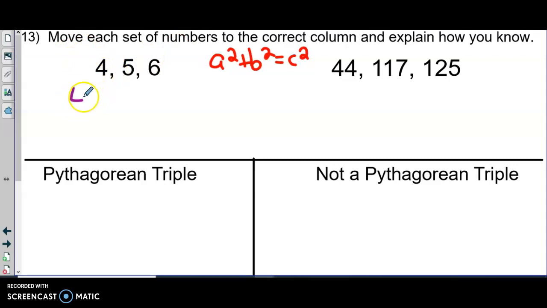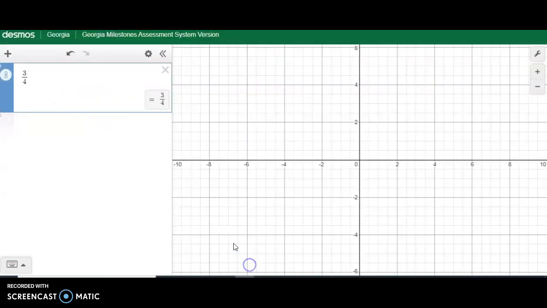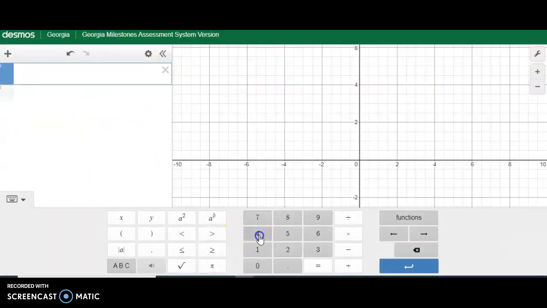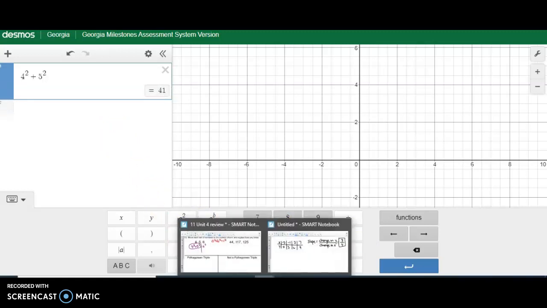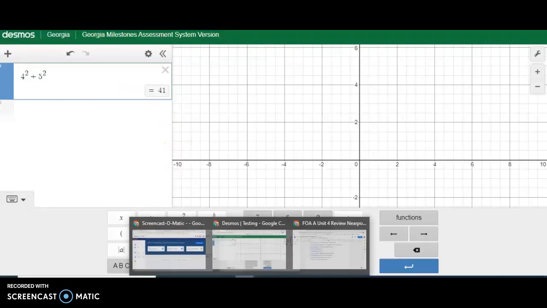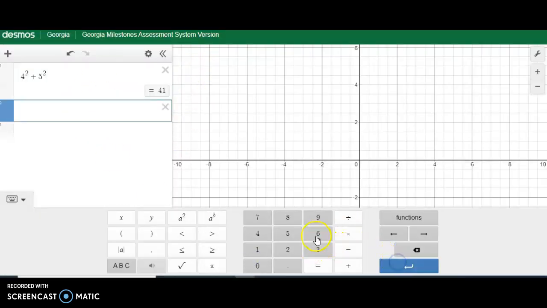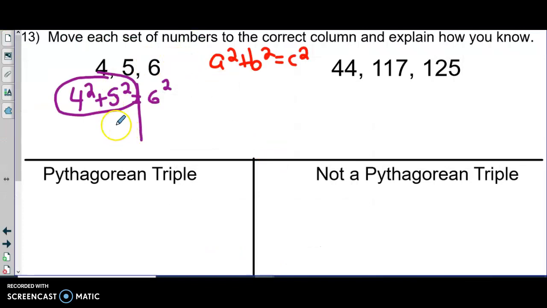So I'm going to do 4 squared plus 5 squared equals 6 squared, and I'm going to test to see if this is true. So I'm going to go ahead and type this side in my calculator, 4 squared plus 5 squared. That's 41. And then the other side was 6 squared, so I'm going to type that in my calculator. That's 36. So if we go back here, we got 41 and 36, and 41 does not equal 36.